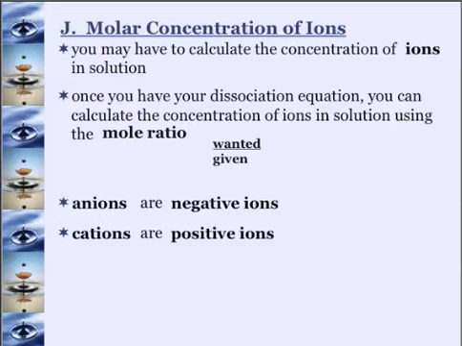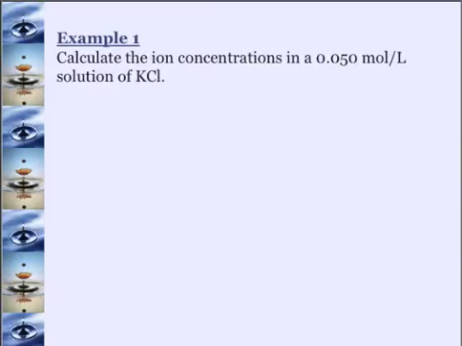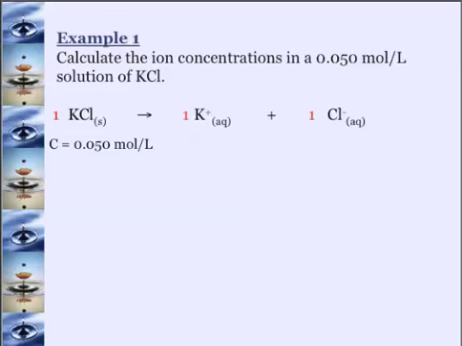So here's an example. Example 1: Calculate the ion concentration of a 0.050 mole per liter solution of potassium chloride. We know potassium chloride breaks down to potassium cations and chloride anions, and this is in a 1:1:1 ratio. This is what we were given. We want the amount of potassium and the amount of chloride.